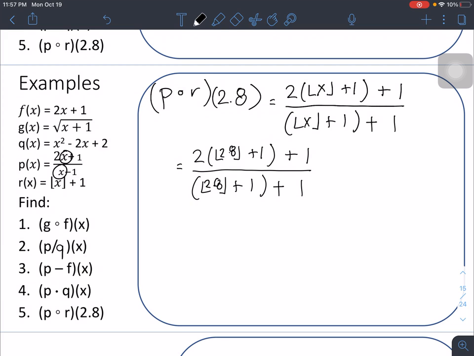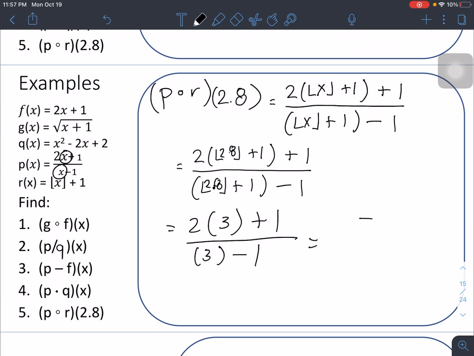Let us simplify. So 2, floor function of 2.8 will be 2 plus 1 will be 3 plus 1. I mean that will be minus 1. So that was my error. This is minus 1. So 2 times 3 will be 6 plus 1 will be 7. 3 minus 1 will be 2. So 7 over 2.